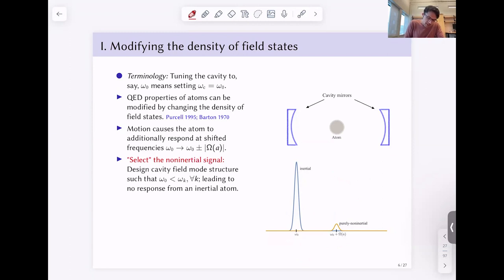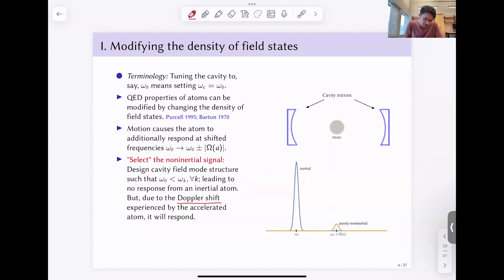And another thing that we'll talk about today, where a cavity can help, is that you can design a cavity such that its field mode structure is such that for all the field modes K, the atom's proper frequency gap is lower than all the field frequencies. So it would mean that an inertial atom will not respond under such a configuration, because there are no modes which are in resonance with the inertial atom. But due to the Doppler shift experienced by an accelerated atom, such an atom would respond. And we'll see that you can use this feature or trick to even select the non-inertial signal of interest.